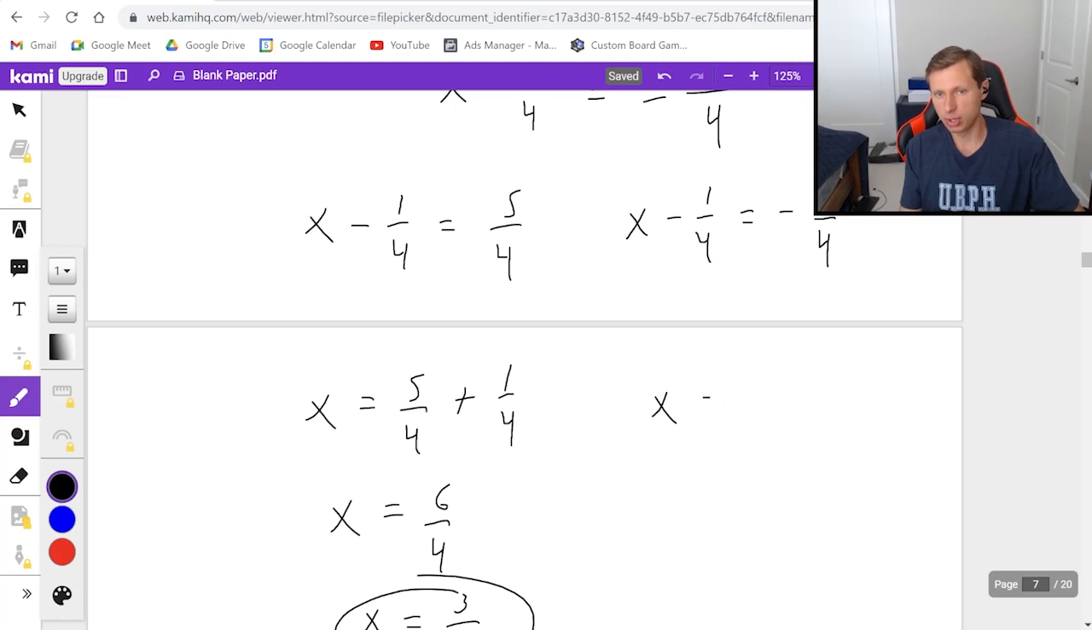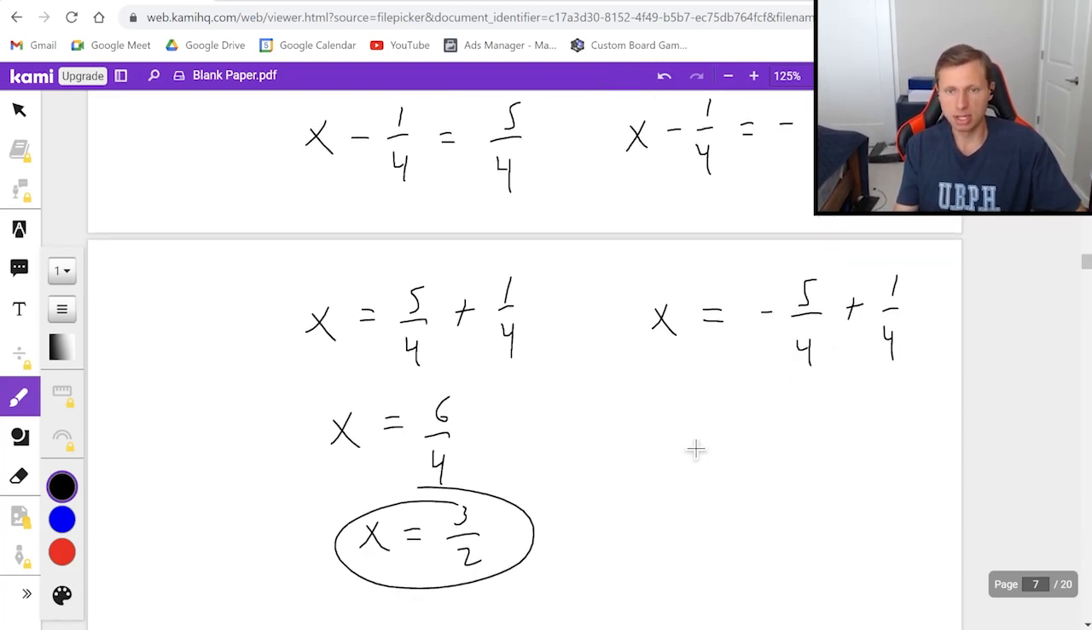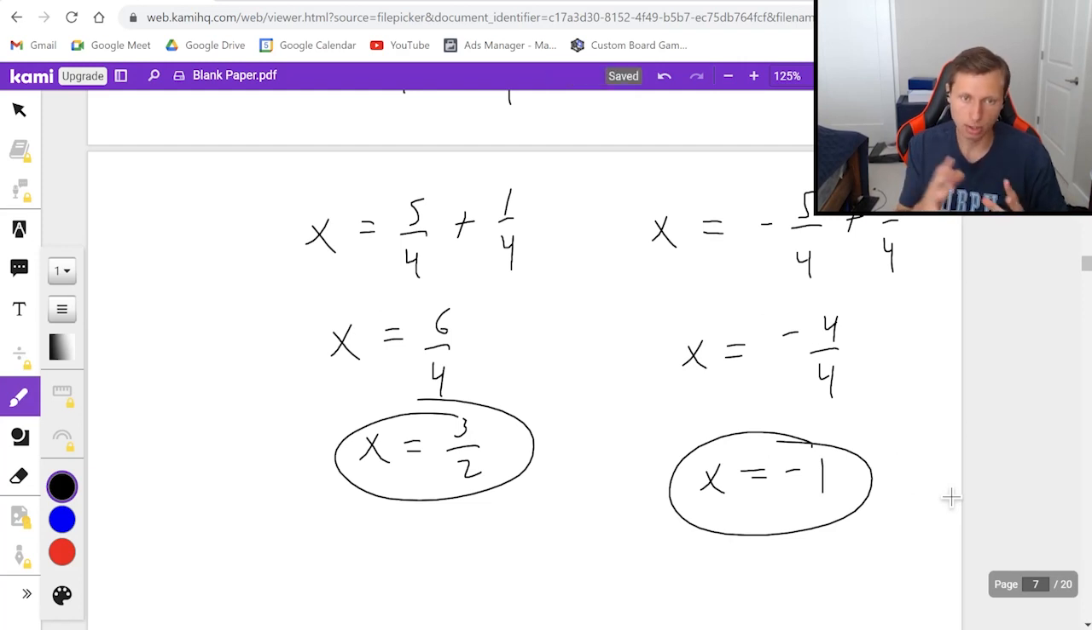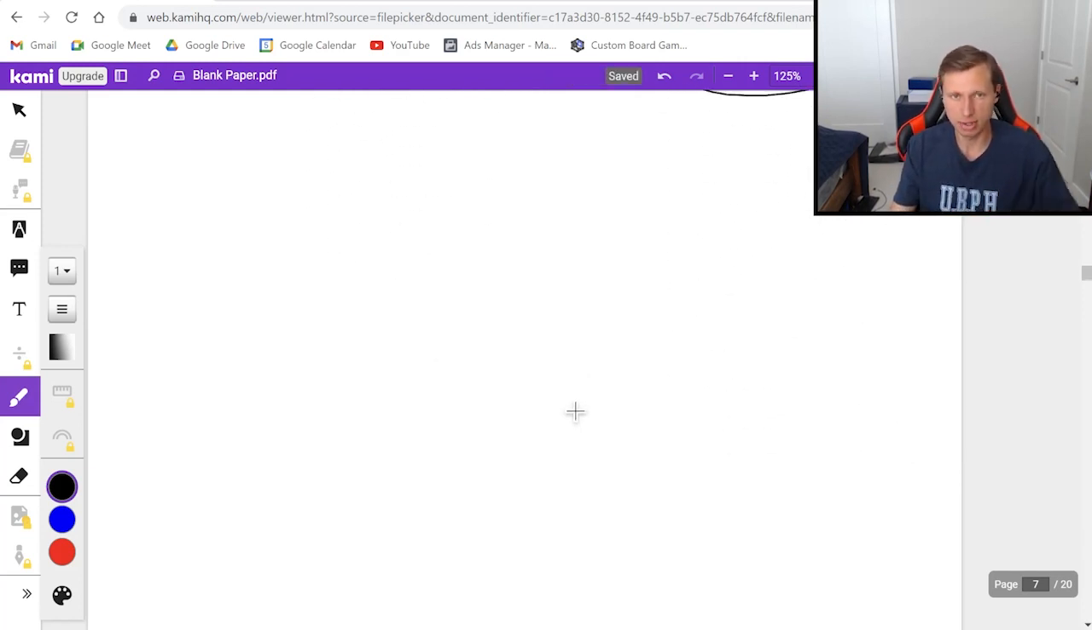Well, I add 1/4 to both sides. So negative 5/4 plus 1/4 is negative 4/4, which is just negative 1. And there's my other answer. Okay, I know that one was harder, but hopefully this last example that we do will finally clear everything up.